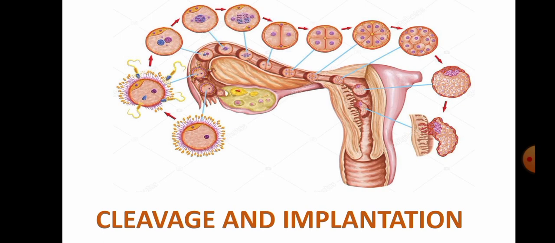Now, what do you mean by cleavage? Cleavage is nothing but the division of cells. That is, it is the process of repeated mitotic division of the zygote within the zona pellucida to give rise to small cells called blastomeres. After the fusion of male and female gametes, the cells will start to divide. That process is known as cleavage.